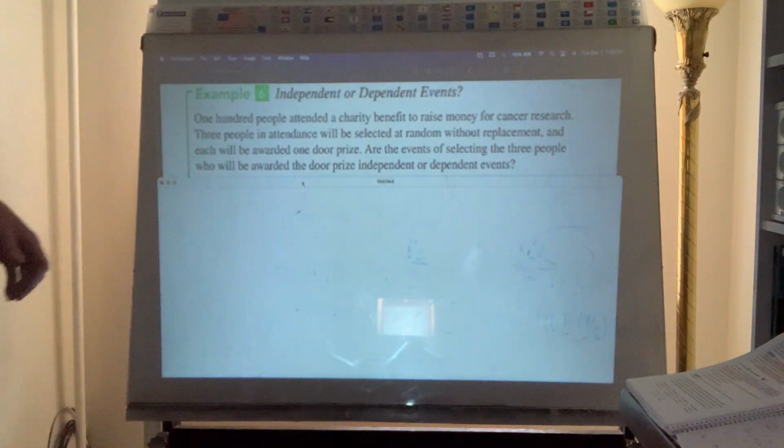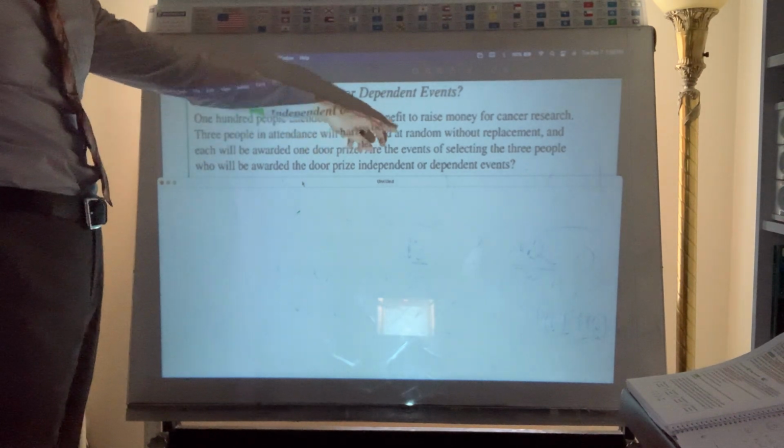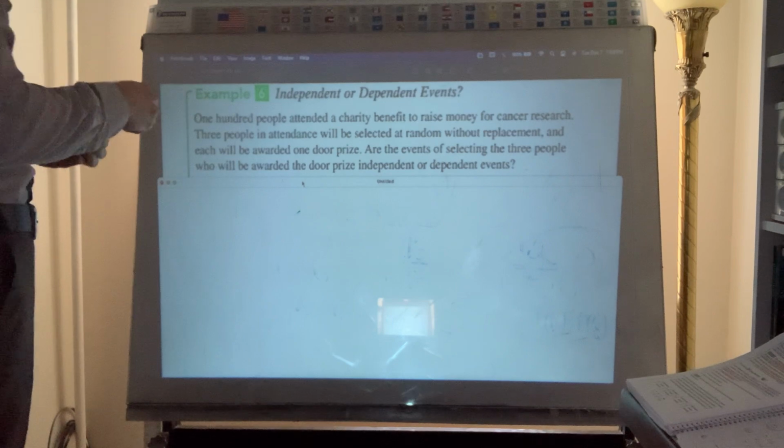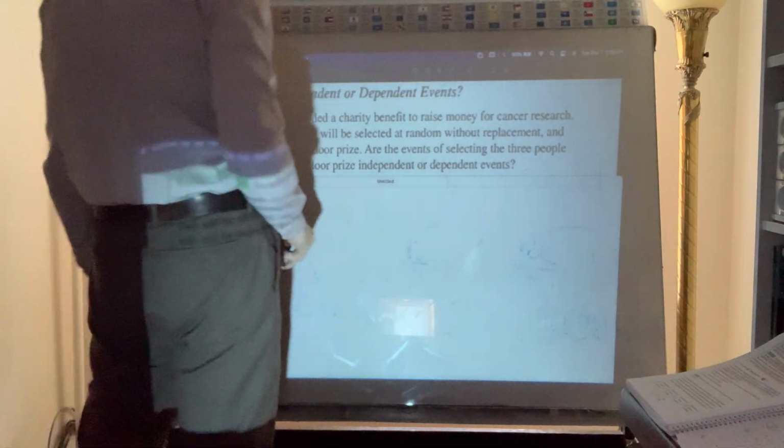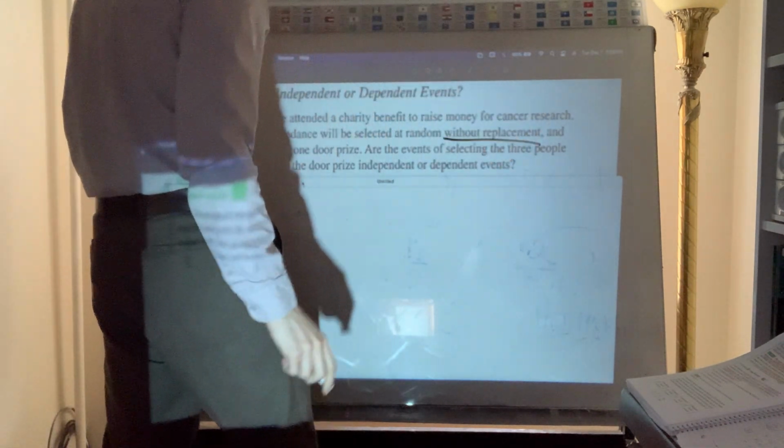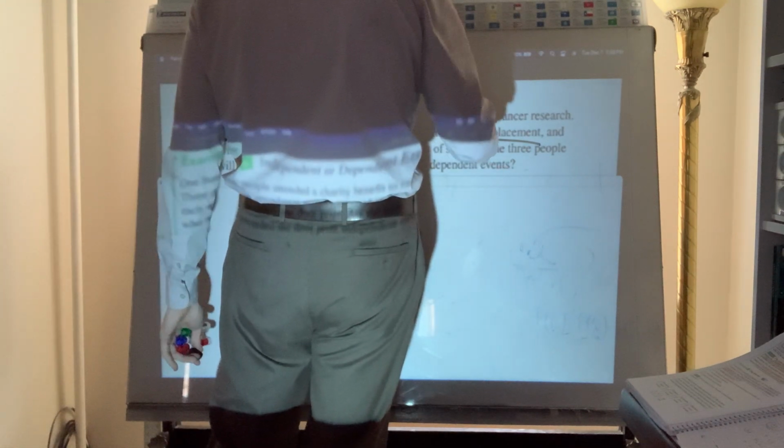Okay, 100 people attended a charity benefit to raise money for cancer research. 3 people in attendance will be selected at random without replacement. Okay, 3 people is important, without replacement is important. We're talking about dependent events here.